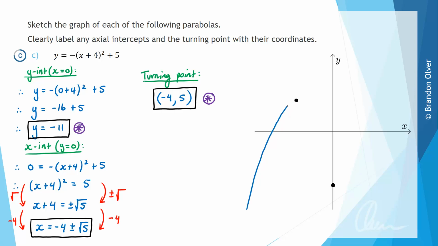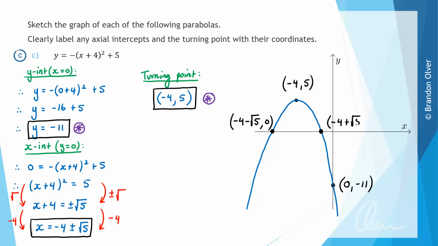So sketching our parabola, it might look something like this, where we can then label that this was 0, negative 11, and that this was the point that was at minus 4, positive 5. And this must then be one of the x-intercepts, and it's the more negative one, so it's going to be minus 4 minus the square root of 5 comma 0. And this is the more positive x-intercept, so that's going to be at minus 4 plus the square root of 5 comma 0. And we now have the full graph sketched.